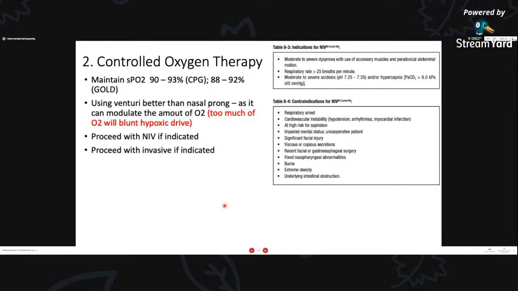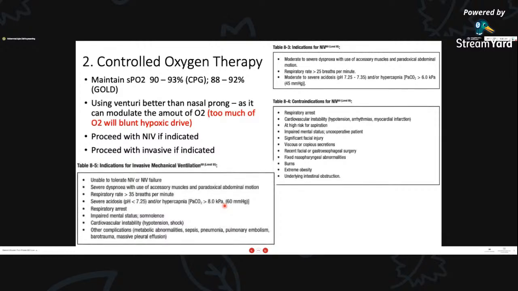Now, if that does not work, then we need to up the stage with invasive ventilation, which includes either ET tube, endotracheal intubation, or tracheostomy. So these are the indications for invasive mechanical ventilation. Of course, having said that, we move by stages. We don't simply jump to the more invasive one. We go from the least invasive to the most invasive in accordance with the stage of the patient.